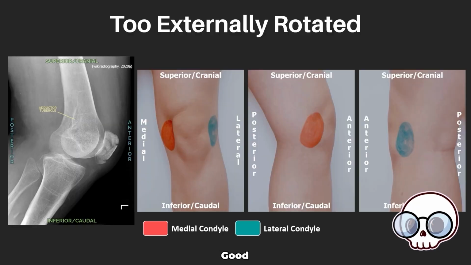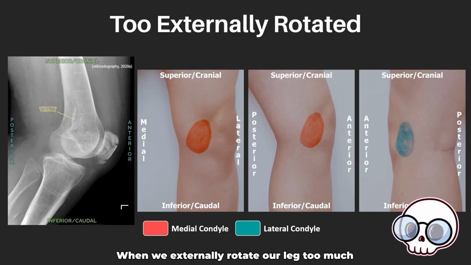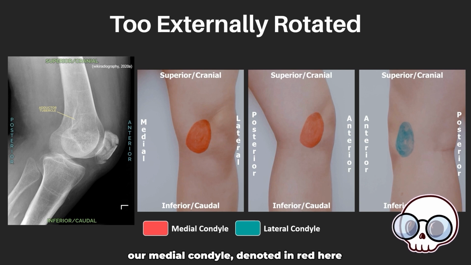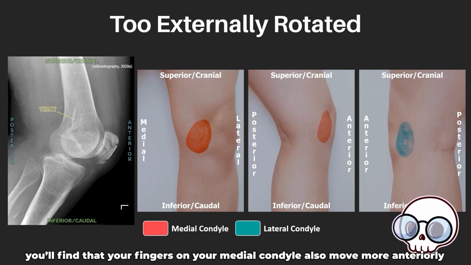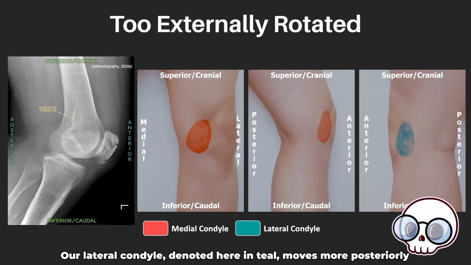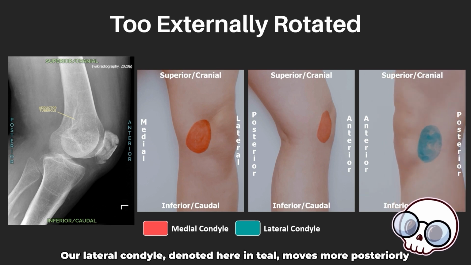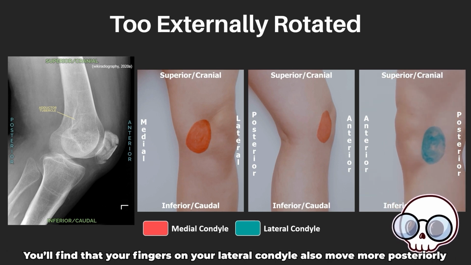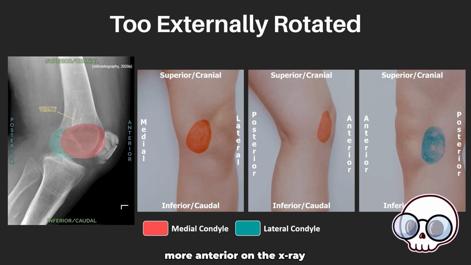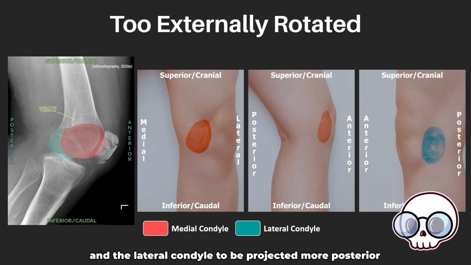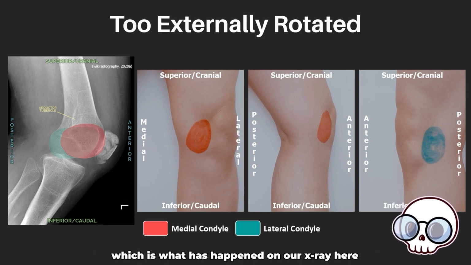Done? Good. When we externally rotate our leg too much, our medial condyle, denoted in red here, moves more anteriorly. And if you're following along, you'll find that your fingers on the medial condyle also move more anteriorly. Our lateral condyle, denoted here in teal, moves more posteriorly. You'll find that your fingers on your lateral condyle also move more posteriorly. So we can expect the medial condyle to be projected more anterior on the x-ray, and the lateral condyle to be projected more posterior, which is what has happened on our x-ray here.